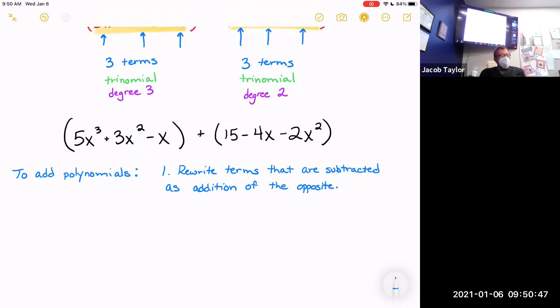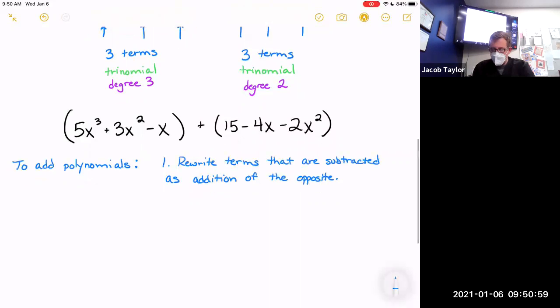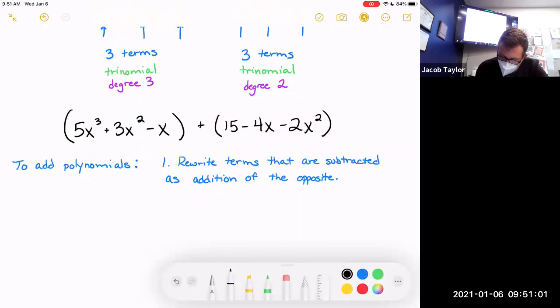Now, what do I mean by that? I mean, anywhere you see a minus sign, I want you to change that into plus negative. Adding these polynomials is so much easier if everything is addition. So that's going to be step number 1. I'm just going to rewrite the problem.